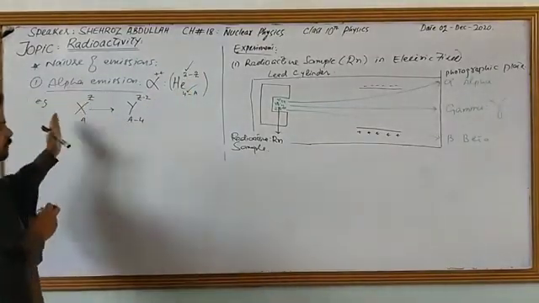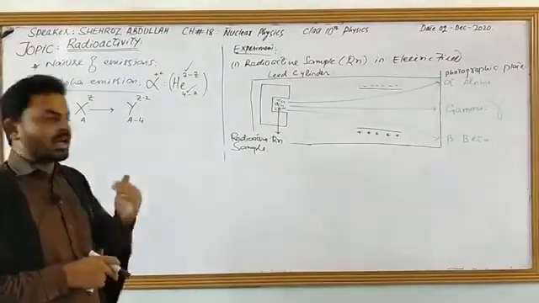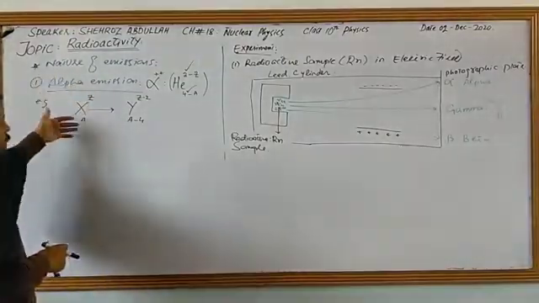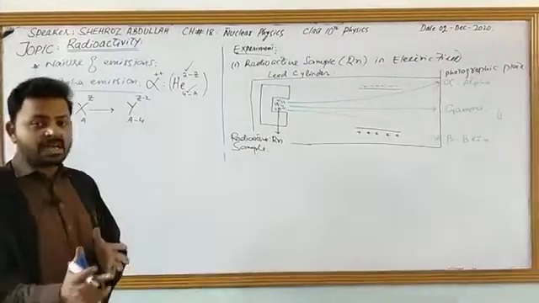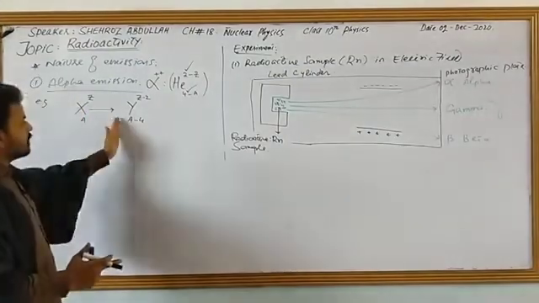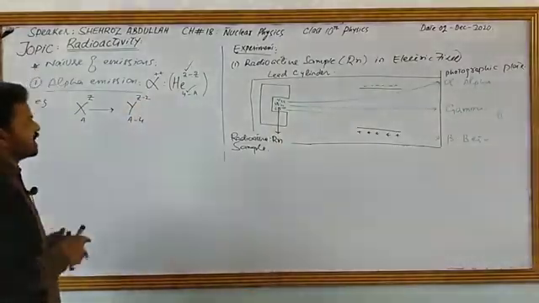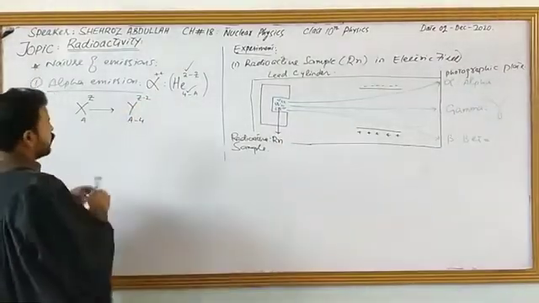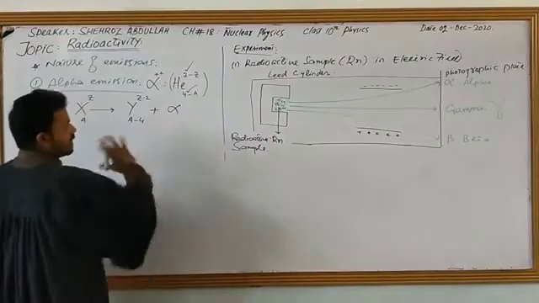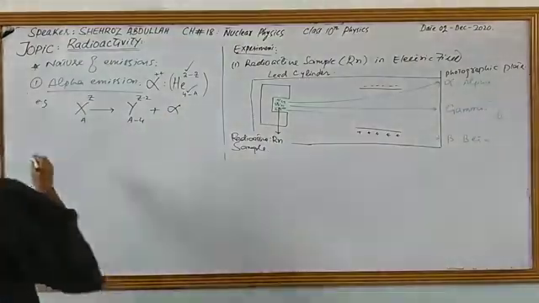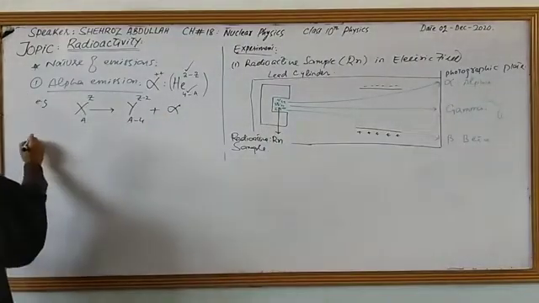So we can say that if any element X whose atomic number is Z and atomic mass is A releases alpha, a new element will form and atomic number will be decreased by 2 and atomic mass will decrease by 4. And over here alpha will be emitted. Okay. Now coming towards beta emission.